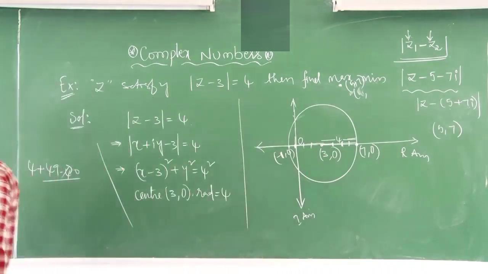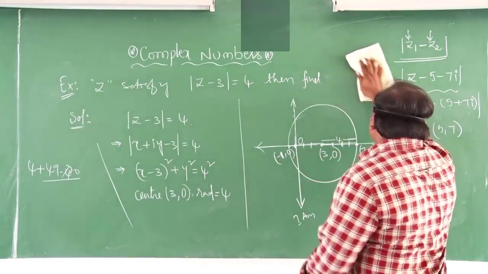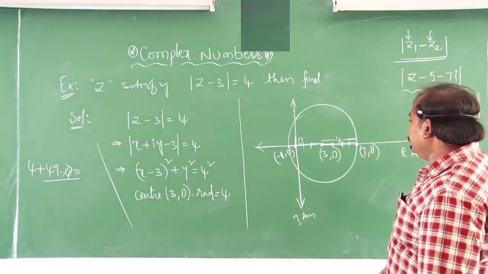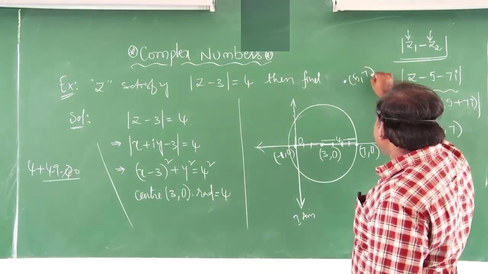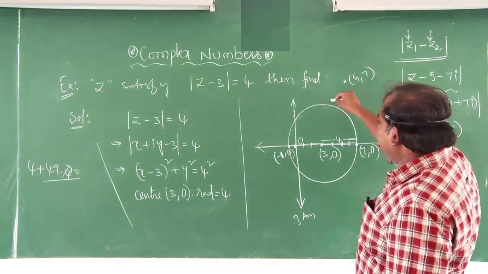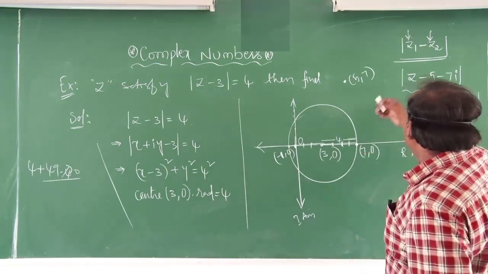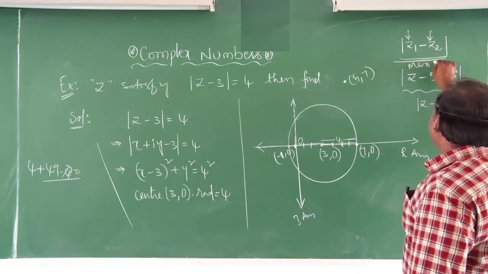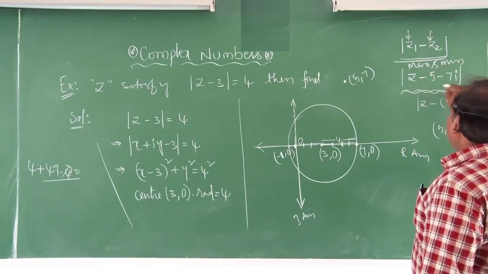Okay, so (5, 7) is the exterior point. Here if you observe, the point is (5, 7). Now z is any point on the circumference, and we have to find the maximum and minimum value of this.